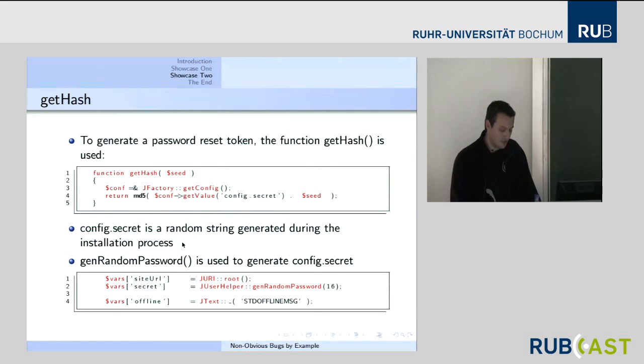Config.secret is generated during the installation process of the Joomla instance. And guess how they generate it? Of course, they use genRandomPassword. What else? Reading their /dev/urandom would be too lame. So take genRandomPassword for it.